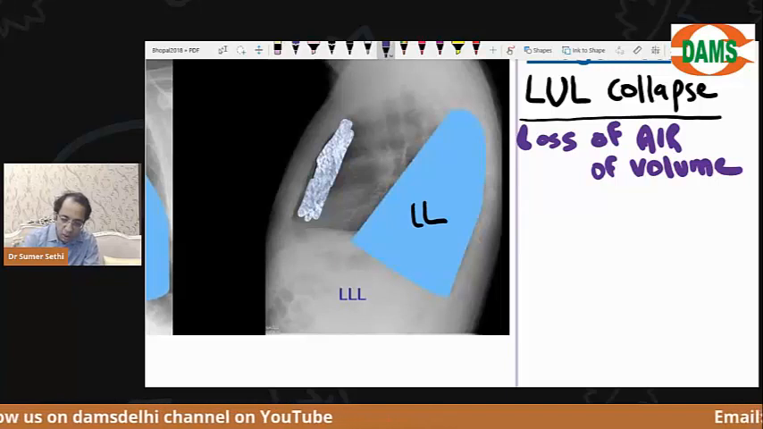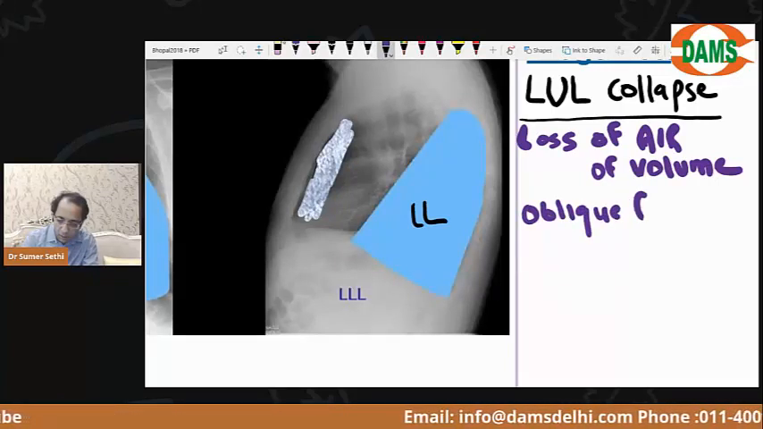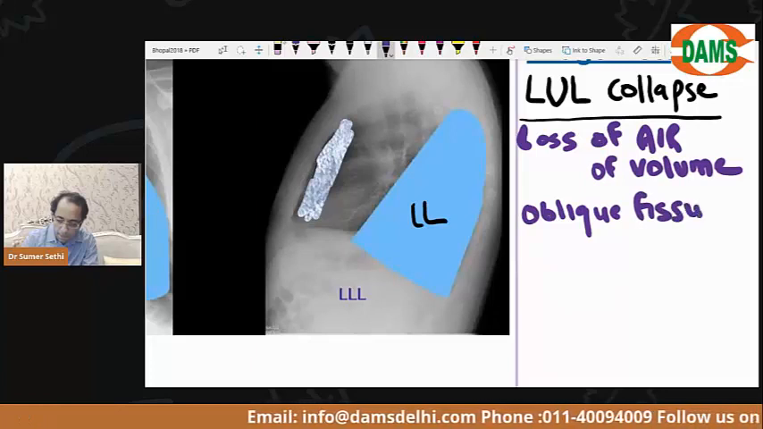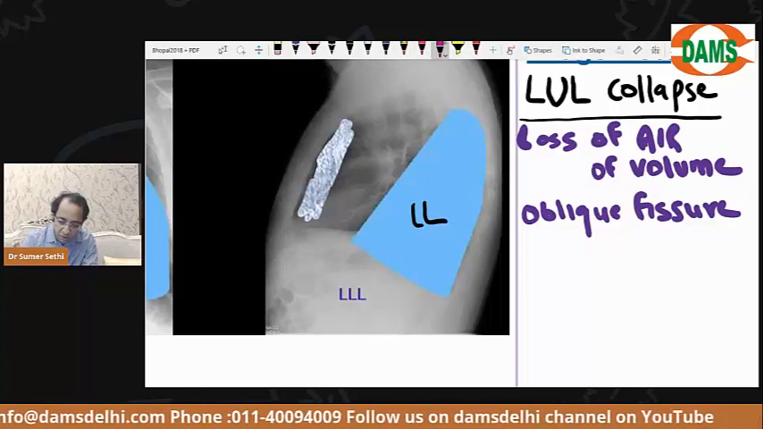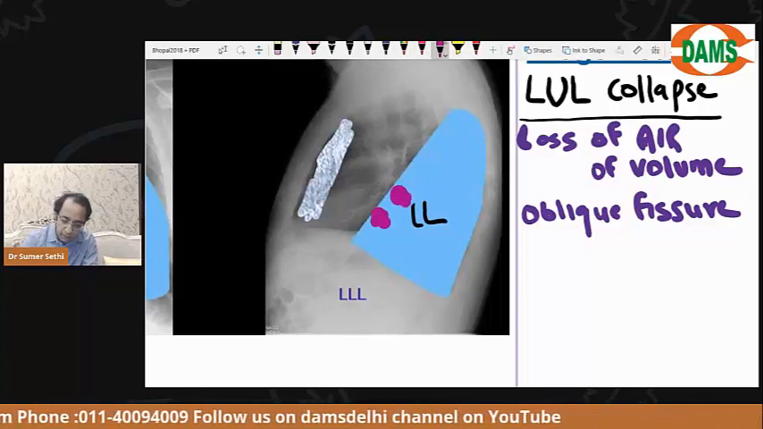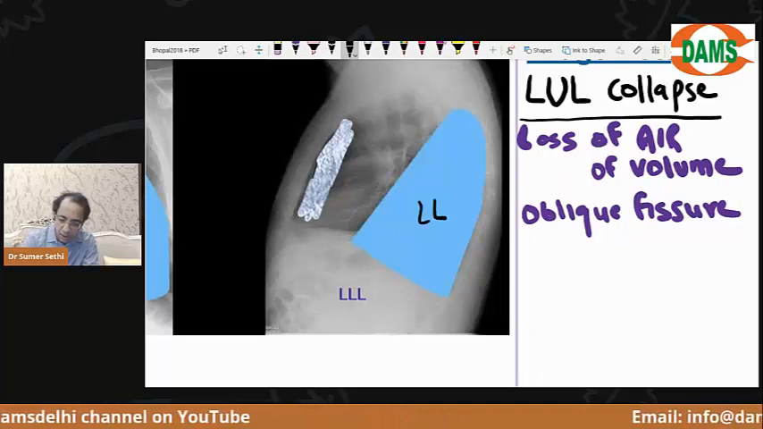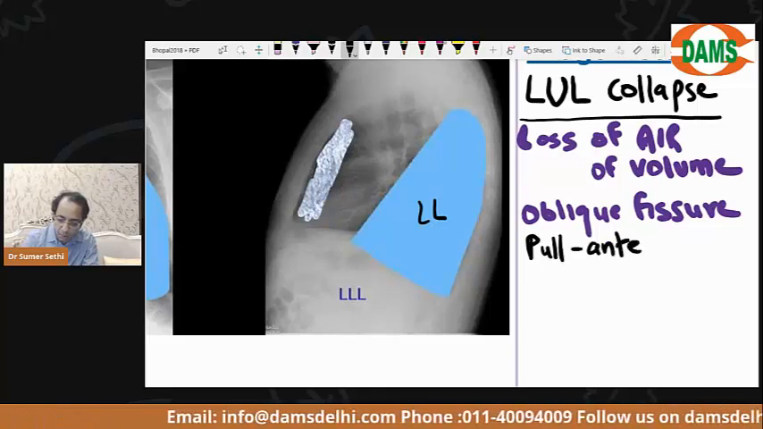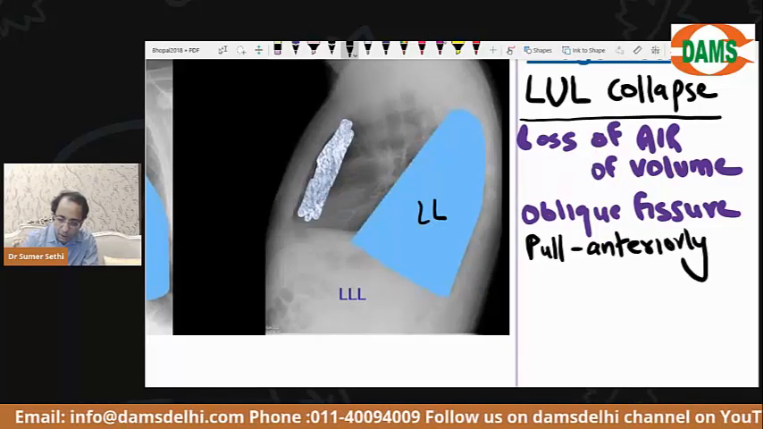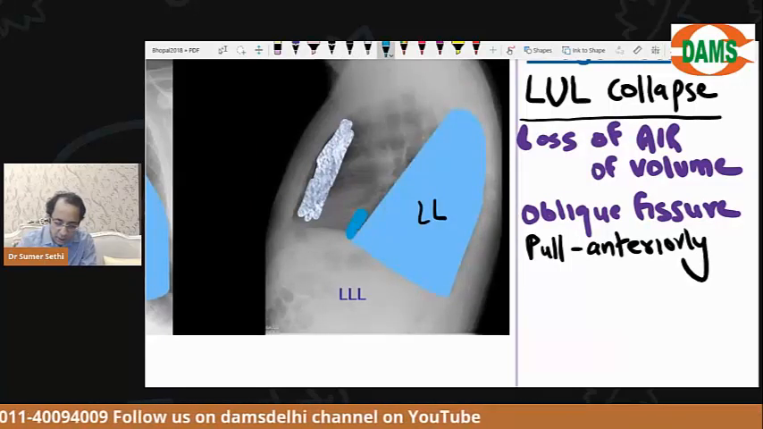Now, tell me, what will happen to the oblique fissure? अगर लेफ्ट अपर लोब कोलैप्स होगा तो ऑब्लिक फिशर, ये वाला जो फिशर है, इसको क्या होगा? कोलैप्स क्या करता है बेटा? Tell me, what do you think the collapse does? Collapse will pull. Oblique fissure will be pulled anteriorly. ये oblique fissure ऐसे आगे की तरफ पुल हो जाएगा.